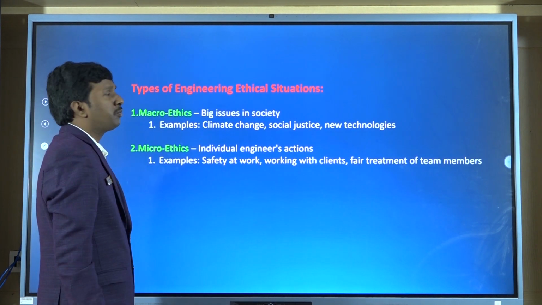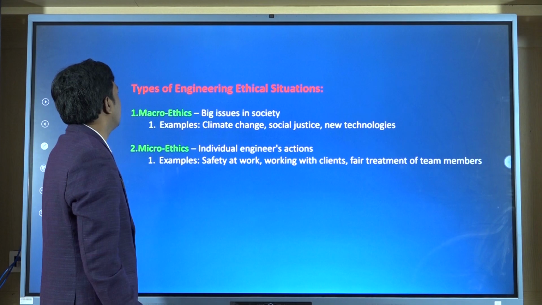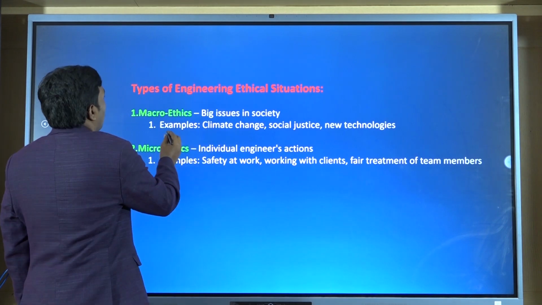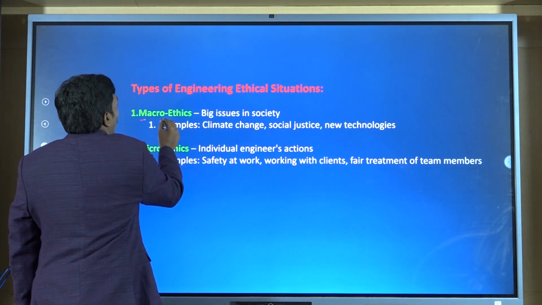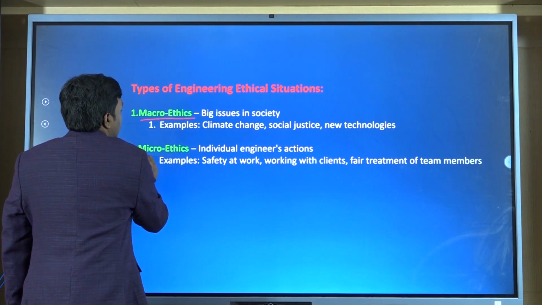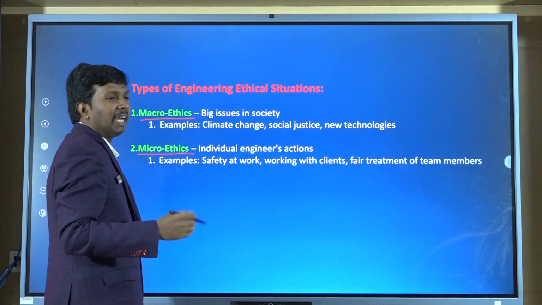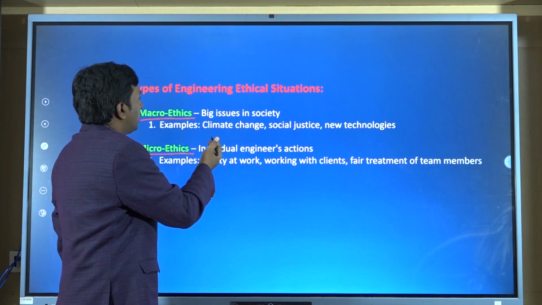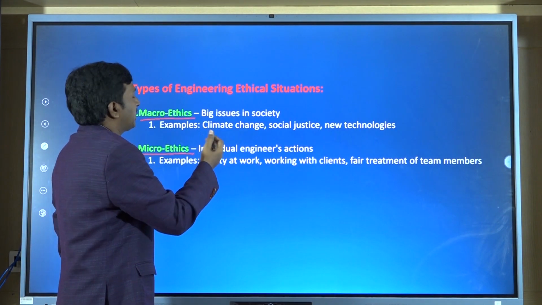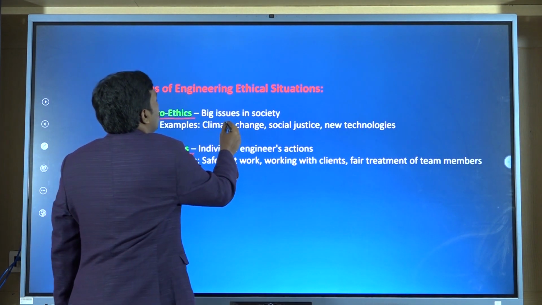And next one, types of engineering ethical situations. There are two types of engineering ethical situations. One is macro ethics, the next one is micro ethics. As I said, macro ethics means big issues in society, right?